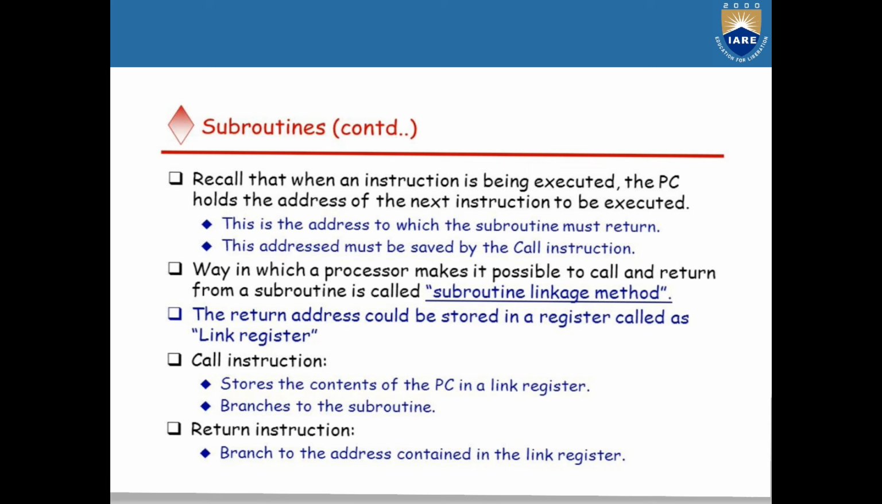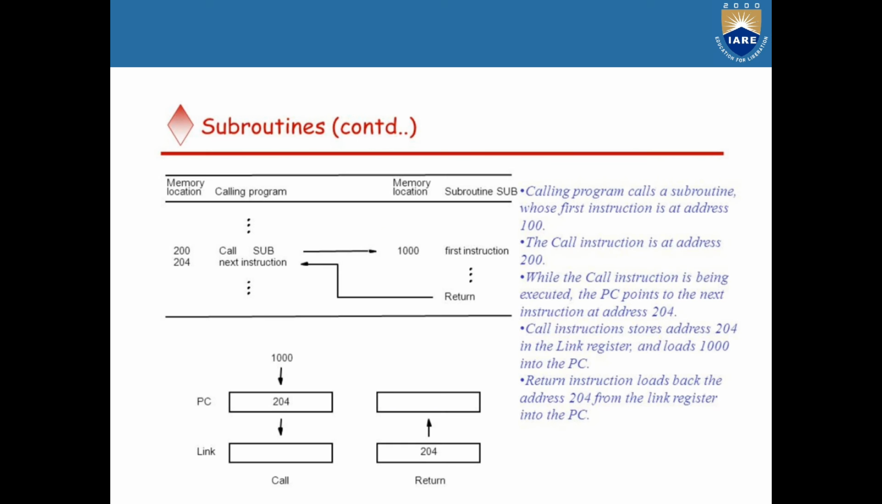Recall that when an instruction is being executed, the PC holds the address of the next instruction to be executed. The way in which a processor makes it possible to call and return from a subroutine is called the subroutine linkage method. The return address could be stored in a register called the link register. Call instruction, return instruction. We can see the return instruction cycle.